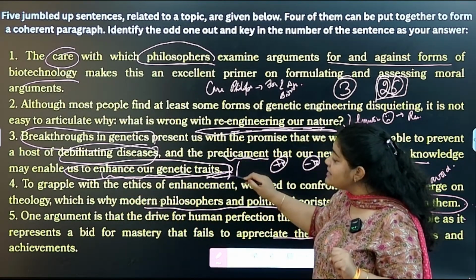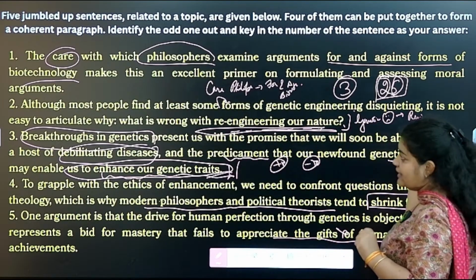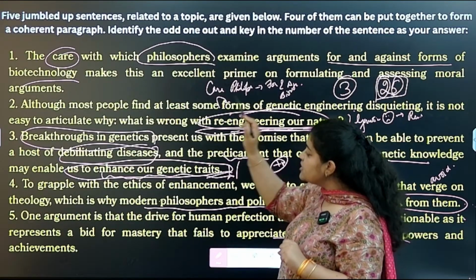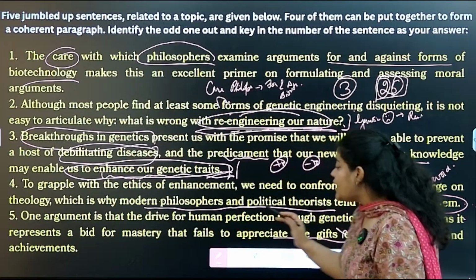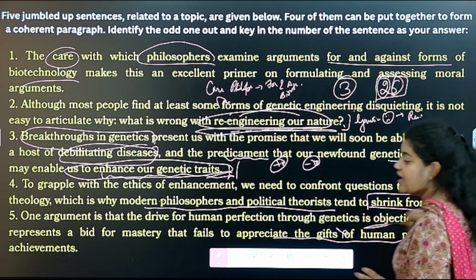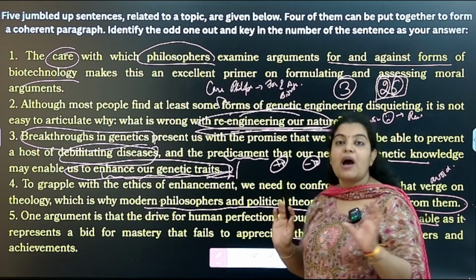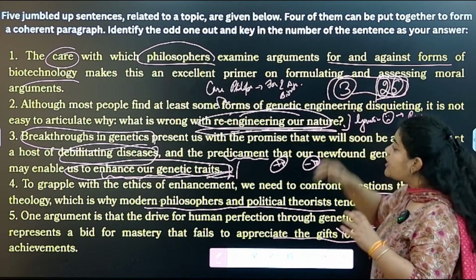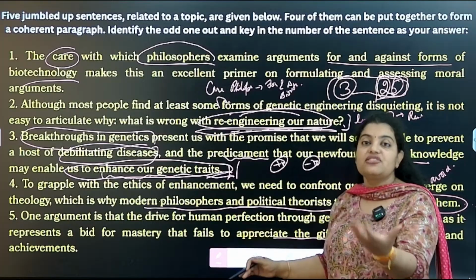Okay, then we can say that most people find at least some form of genetic engineering disquieting. And what is wrong with re-engineering our nature? So re-engineering our nature means enhancing our genetic traits. Okay, and one argument is that the drive for human perfection through genetics is objectionable, as it represents a bid for mastery that fails to appreciate the gifts of human powers and achievements. So we can see that 3, 2 and 5 are all talking about re-engineering our nature, or we can say enhancing our genetic traits.